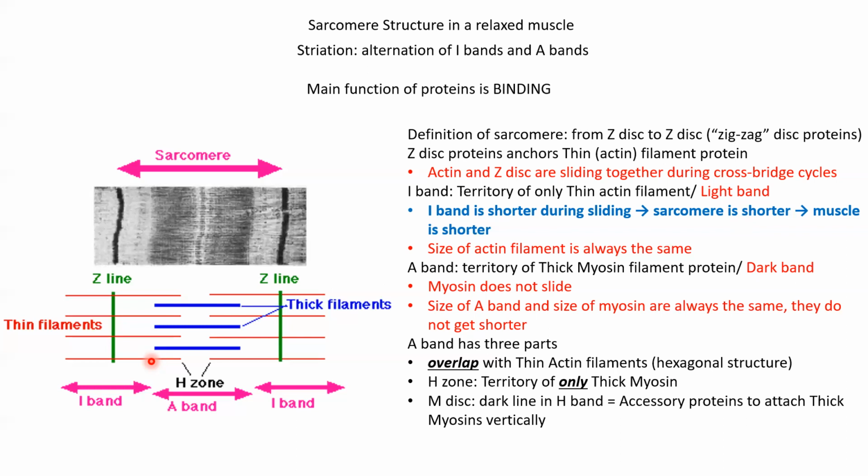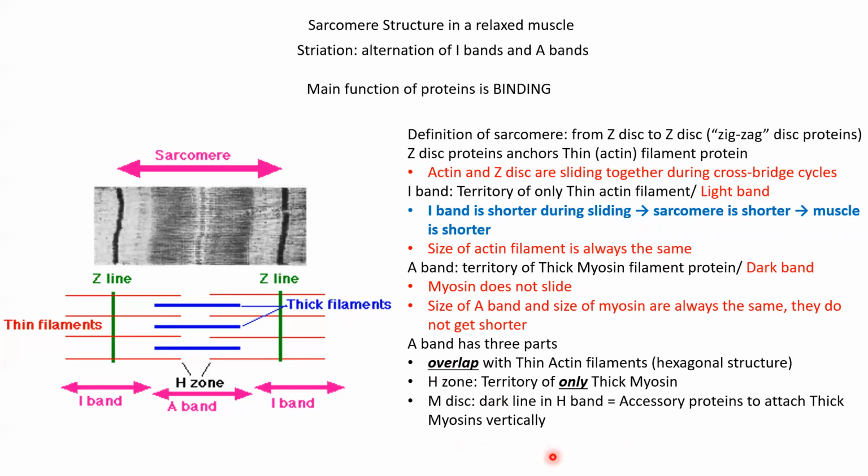So who was really getting shorter, guys? That's what is in blue for you. The filaments are the same size, the I band is getting shorter, and the sarcomere is getting shorter. Everybody else is the same. Okay?